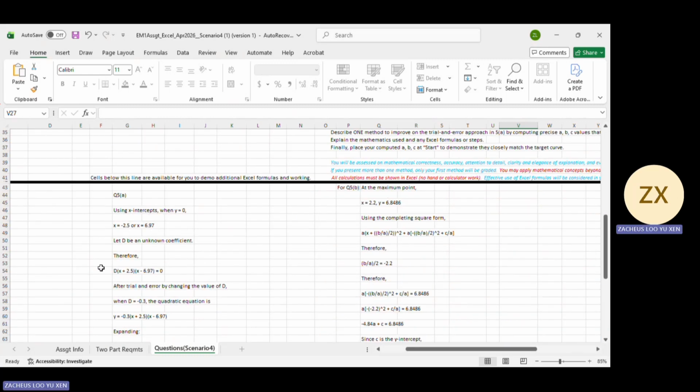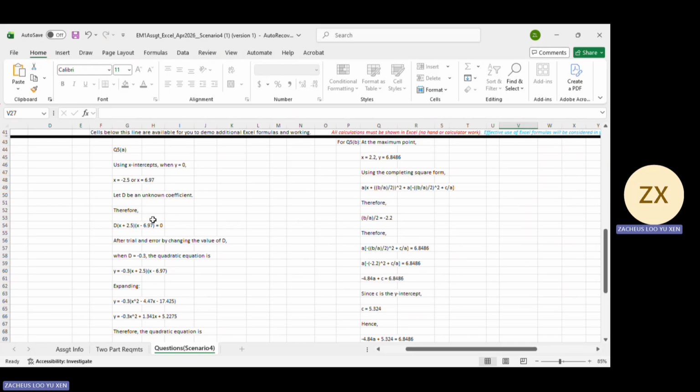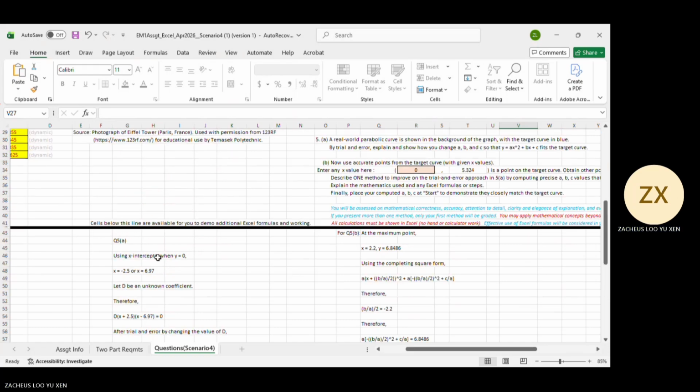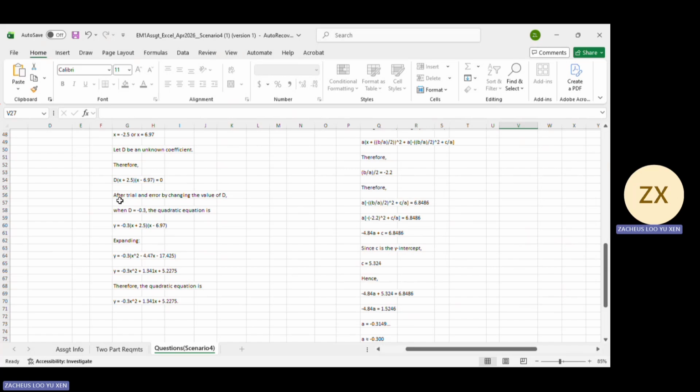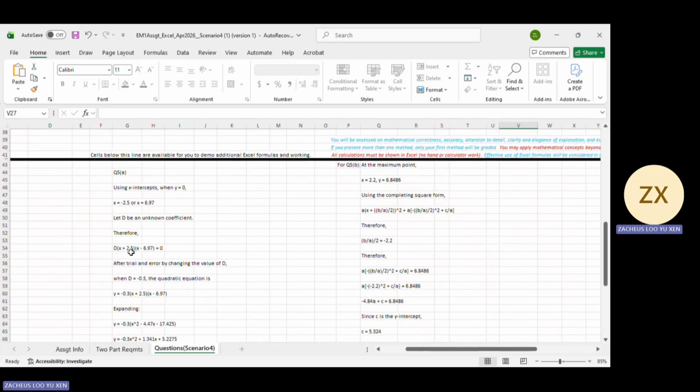So let's let b be an unknown coefficient, and then we know the roots of the equation when y equals 0. So we just multiply everything with b, which is unknown. b defines the curve to be a minimum or a maximum curve. So let me just show you. Wait, before I show you, let me explain.